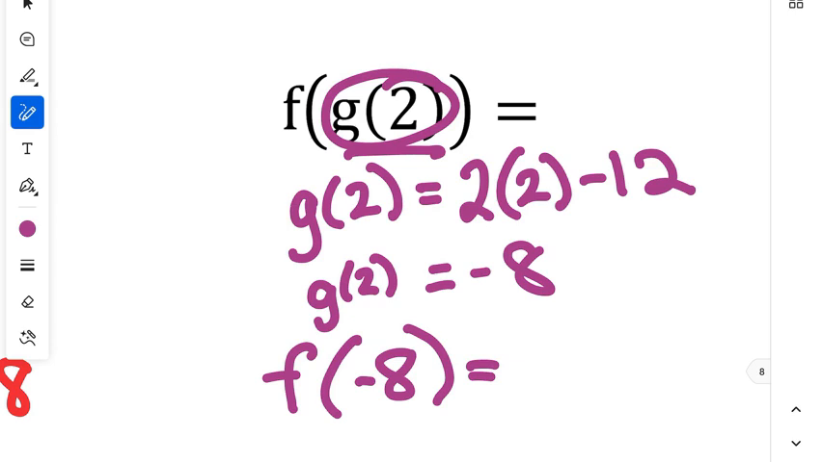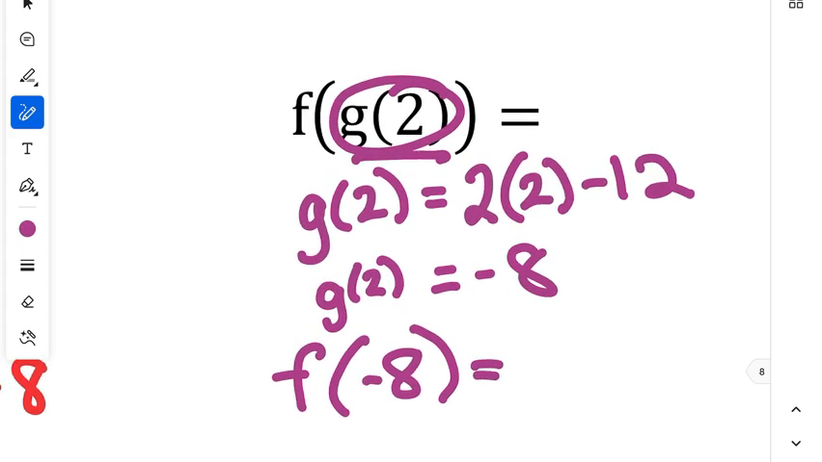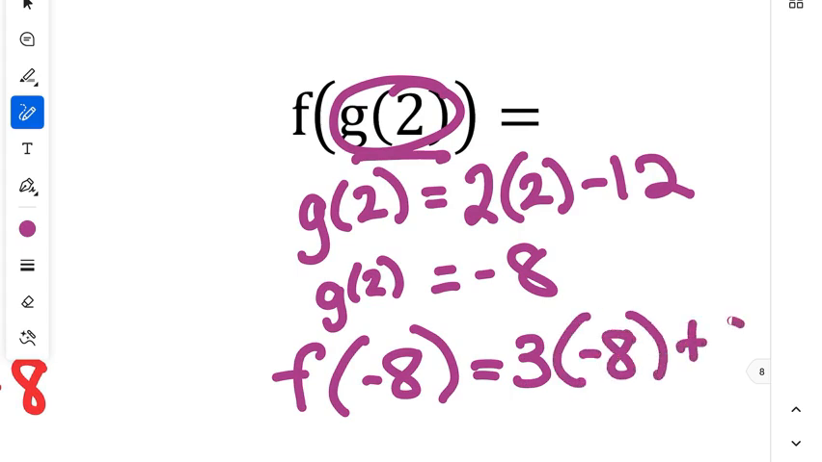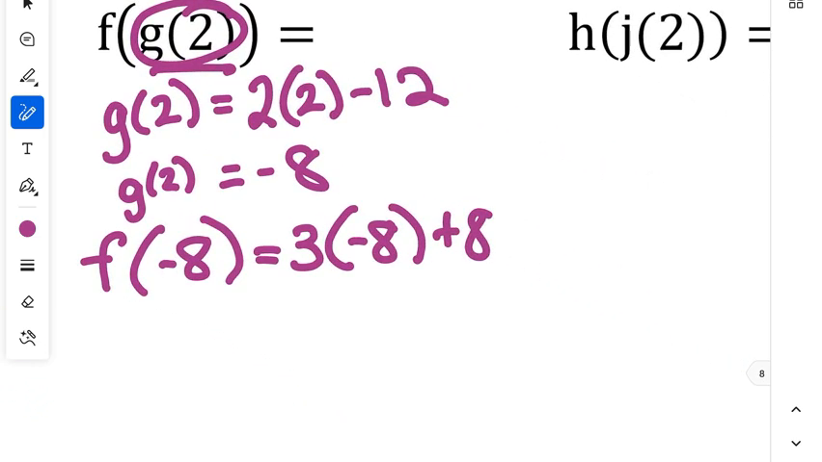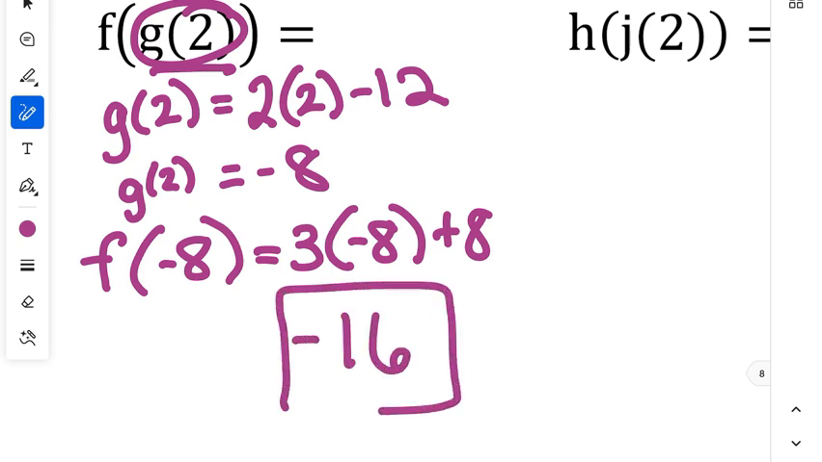So now we got to go to the f function. So the f function is 3x plus 8. So it's 3 times the x value plus 8. So put that in your calculator. 3 times negative 8 plus 8. Should get negative 16. Did you get negative 16? Yeah, okay, good.